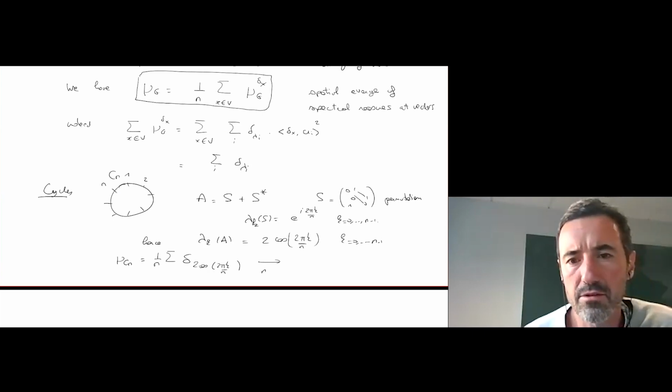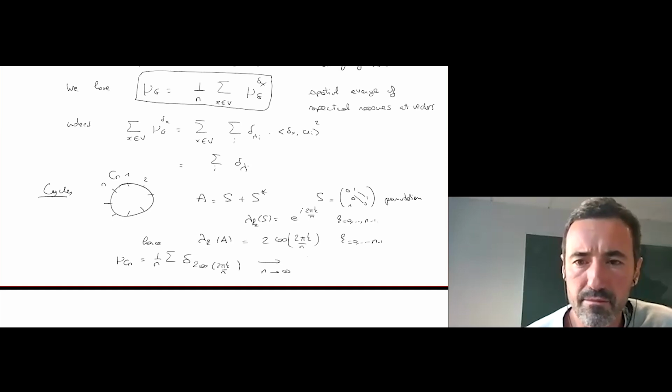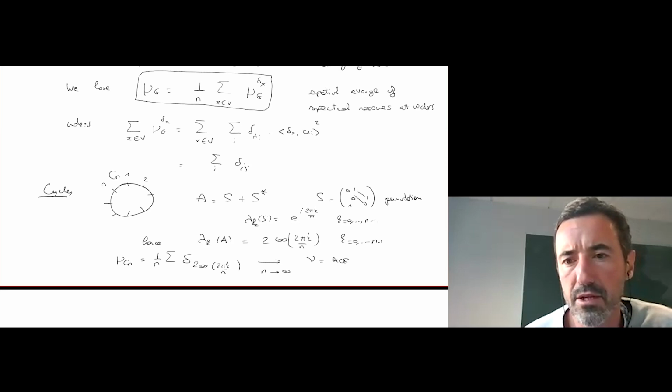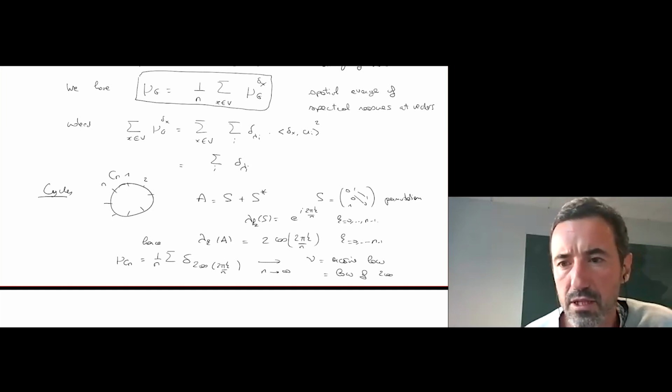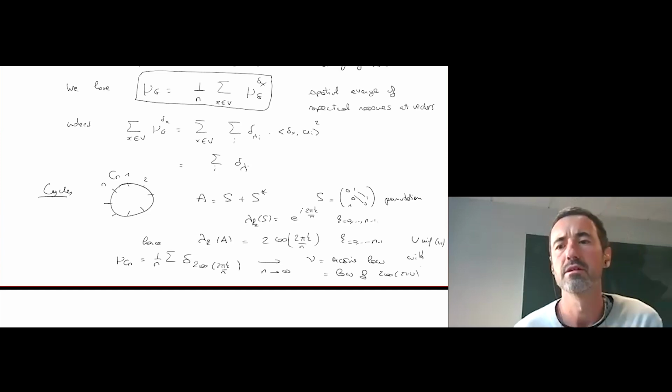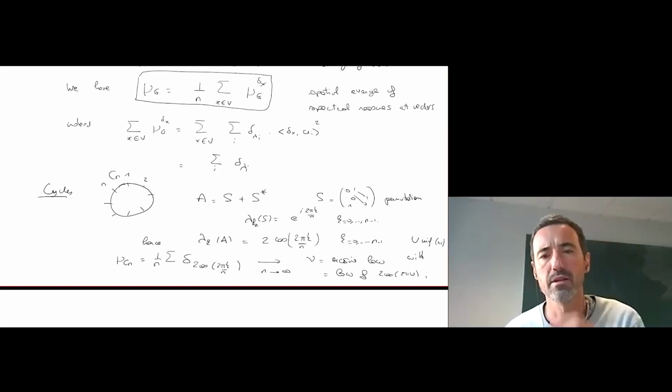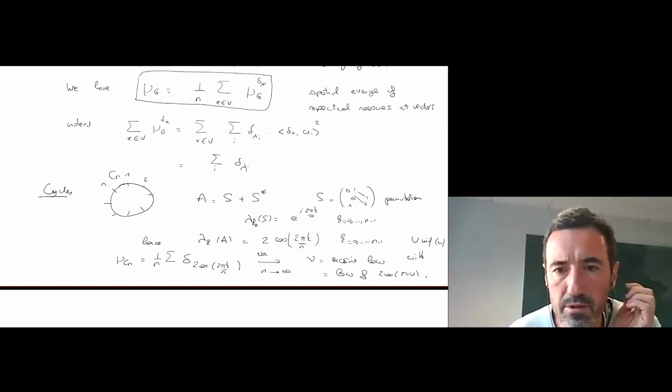Okay, when n goes to infinity, this will converge to the arcsine law, which I already mentioned. Which is also the law of 2 cosine of 2 pi u, with u uniform on [0,1]. Okay, so this convergence is for the weak topology.